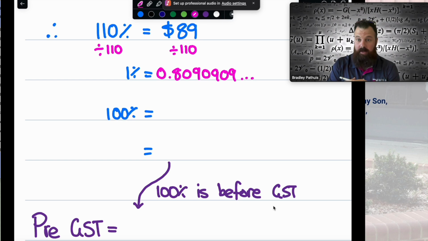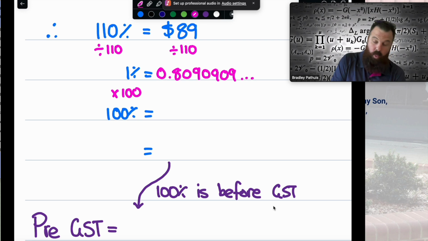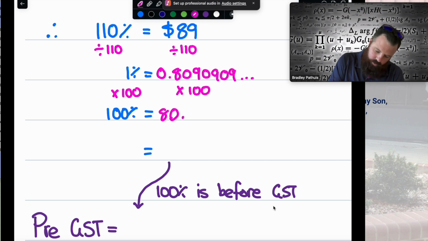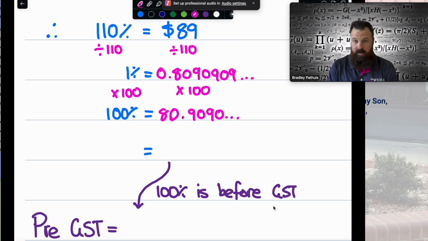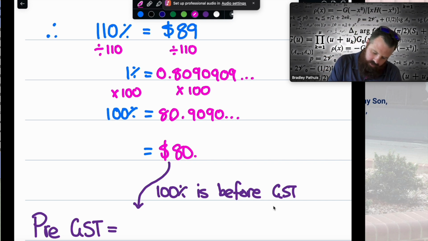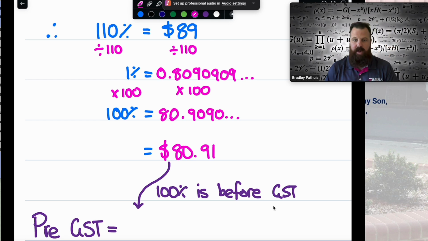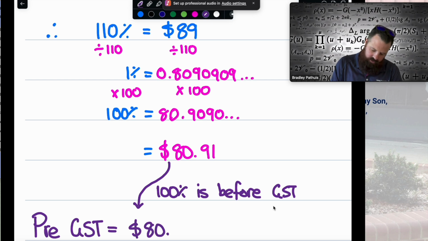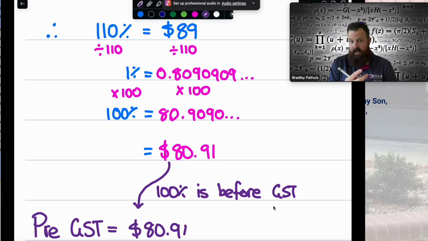And now to make it 100%, so what was the price before GST? I multiply the 1 by 100 to get to 100%, and whatever I do to the left, I do to the right, and I get 80.9090, and that pattern continues, but money is always 2 decimal places. So when I round this to 2 decimal places, I get 80.91. So 100% before GST is $80.91.